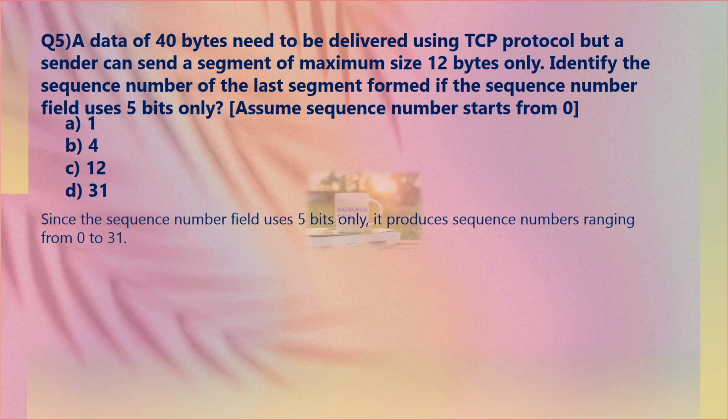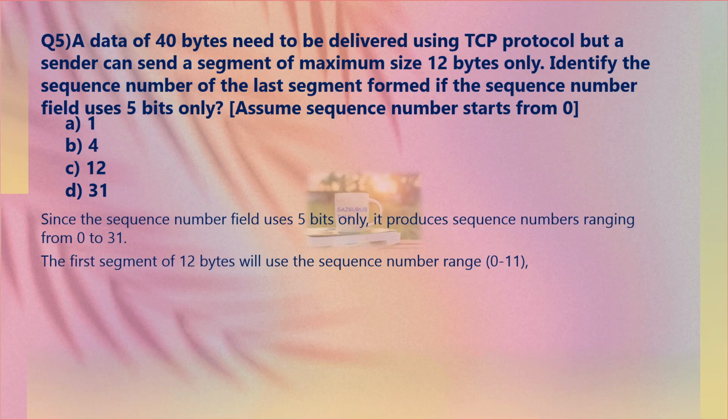Generally, TCP uses byte sequencing. We know that it treats data as a continuous stream of bytes rather than discrete packets. Since the sequence number field uses 5 bits only, it produces a range from 0 to 31. Why? Because the sequence number field uses 5 bits. 2 to the power of 5 is what? 32. So the first segment of 12 bytes will use the sequence numbers ranging from 0 to 11.